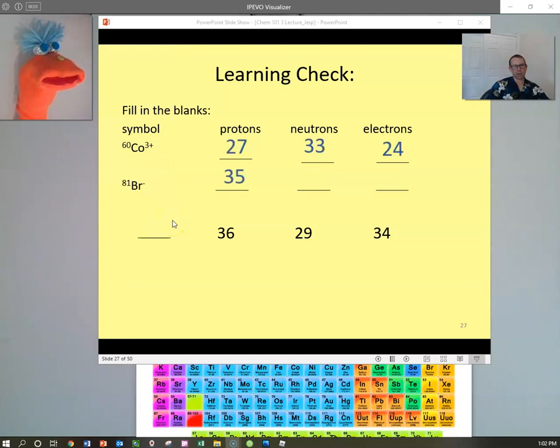All right, so our last one here. It was copper 65. It's still going to be copper 65, but it's going to have 2 fewer electrons, so it's going to have a plus 2 charge. That's right, copper 65 with a plus 2 charge. Very good.